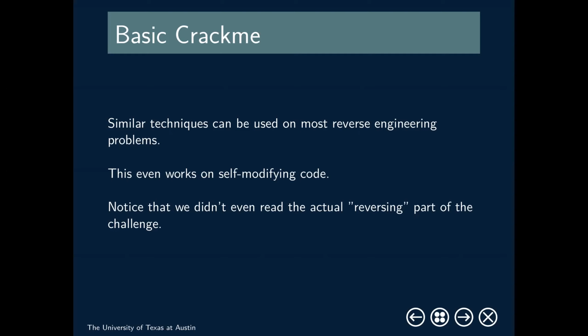So yeah, skipping over the self-modifying part, that's kind of just a neat thing. It's not super important. Notice that we didn't actually do the reversing part of the challenge. We completely skipped over that. We just looked at the CFG, found the two paths that we want to go to and avoid, and then plugged it in and solved the problem.